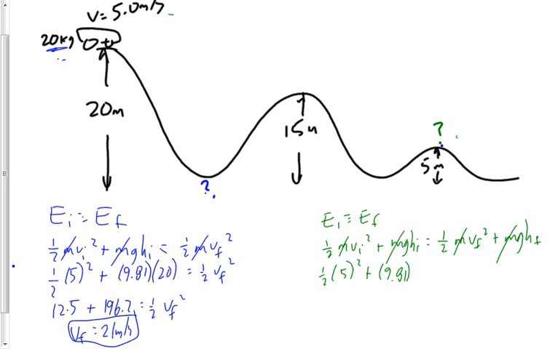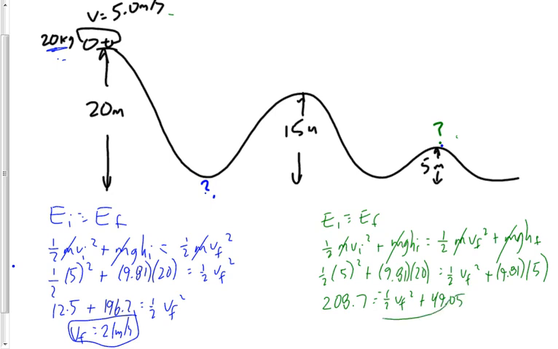Just 2 seconds here, guys. The final height here is 5 meters. So we get 208.7 on the left side. We get 49.05 on the right side. We take the 49 over by subtracting. We divide it by 1/2. We square root it. I'm not sure what number we get here, but I do know that it's going to be a number that's smaller than 21 because it can't be moving as fast here as it is here because this is lower, right?